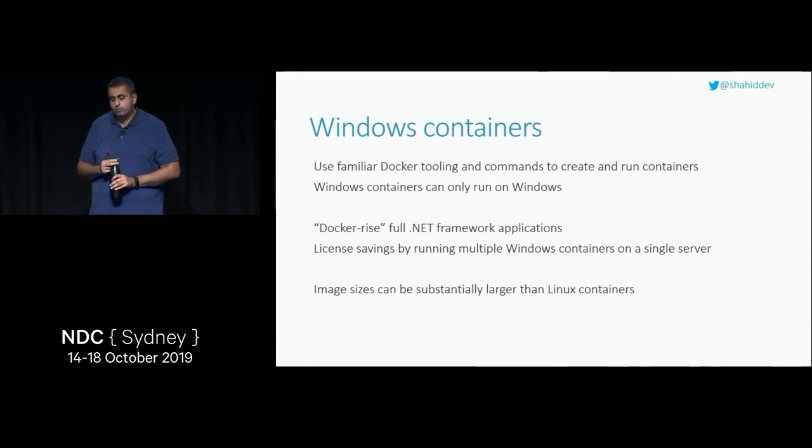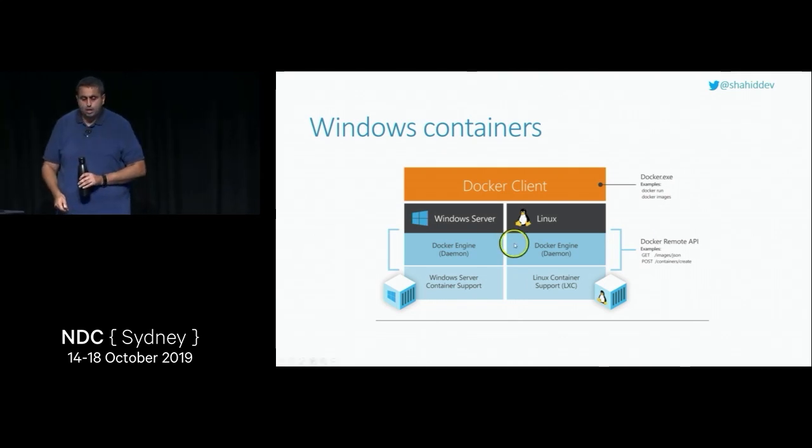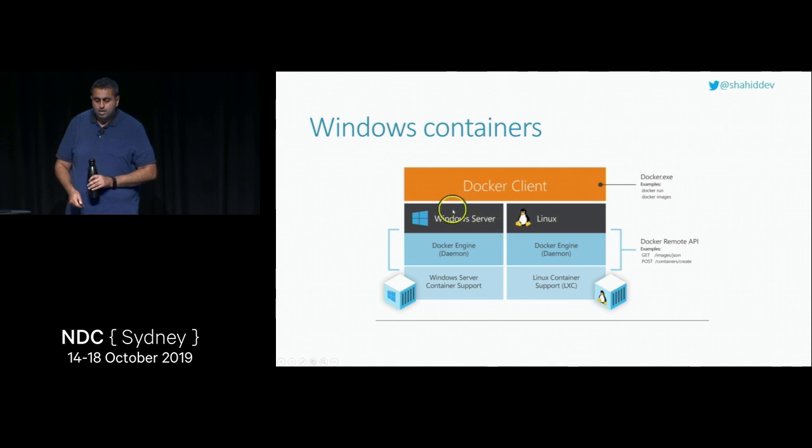One thing to bear in mind with Windows containers is that the image sizes are substantially larger. We'll hopefully see an example of this later. From the user's point of view, the Docker client, the CLI we're using, is the same, and essentially we're targeting a different operating system. The daemon is the same, and on Windows we essentially get Windows Server or Linux containers.